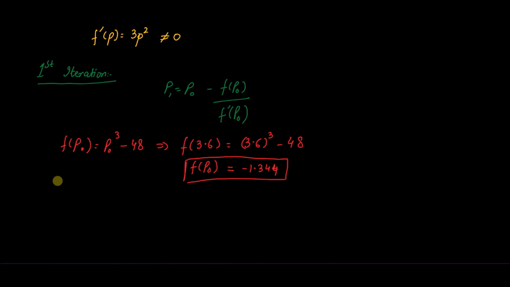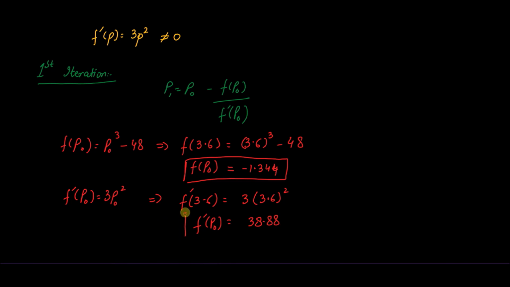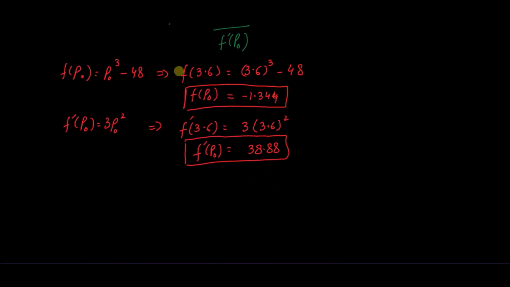Secondly, we need to substitute in its derivative. F prime of P naught is equal to 3 P naught square. So f prime of 3.6 is equal to 3 times 3.6 raised to square, and from here we can easily get 38.88. Now we are going to substitute the function and its derivative value back into this formula at the respective places.